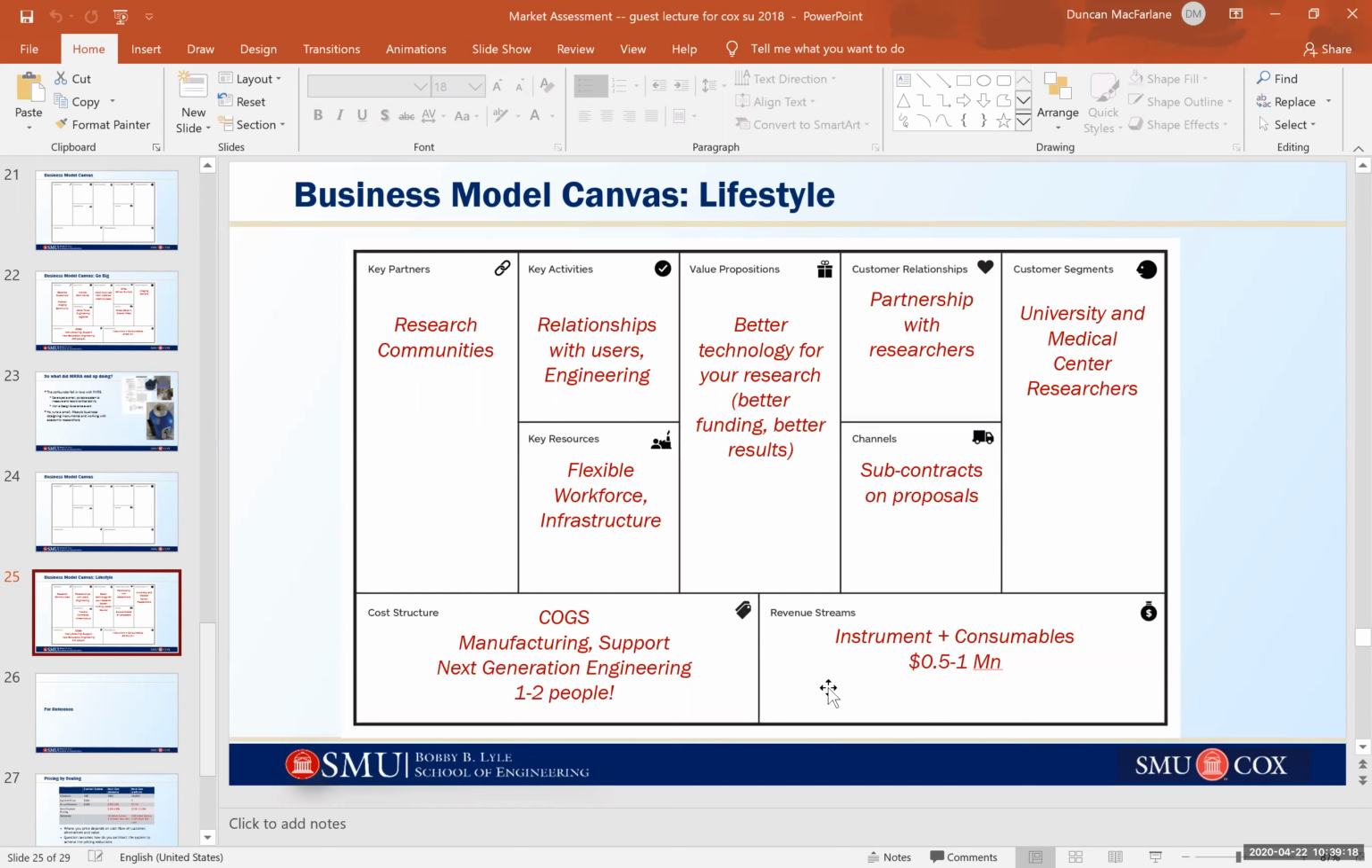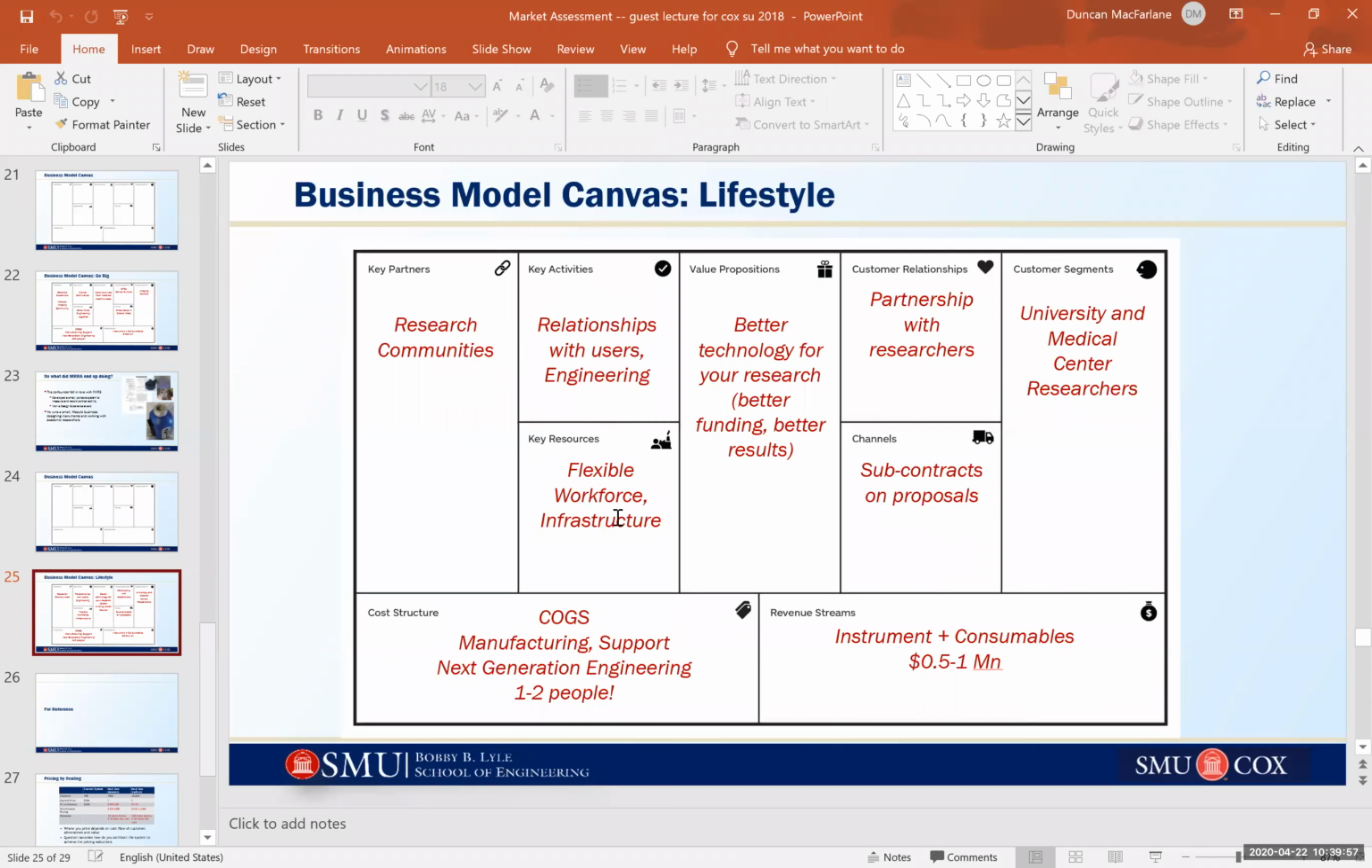He's doing really well if he supports himself at about $500,000 to $1 million a year of sales, of all revenues total, either by selling the instrument, selling support to the instrument, or having some labor support for developing new instruments on these subcontracts. Key partners are the research community. Key activity is the relationships with the users and keeping up with the engineering activities that are resources available worldwide for his particular niche.